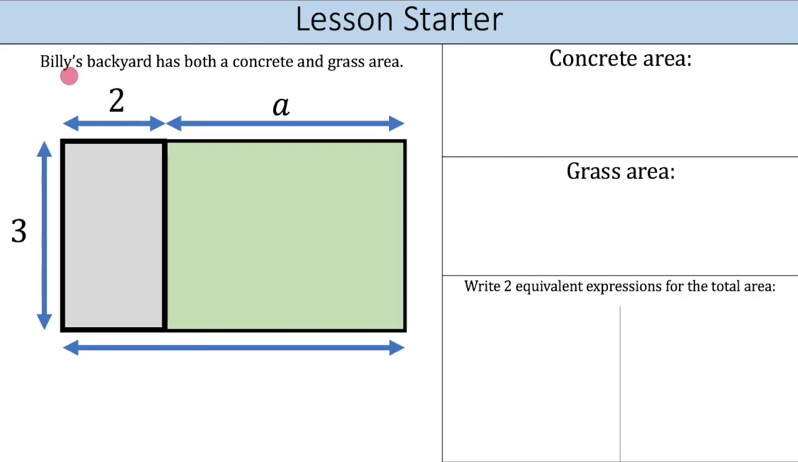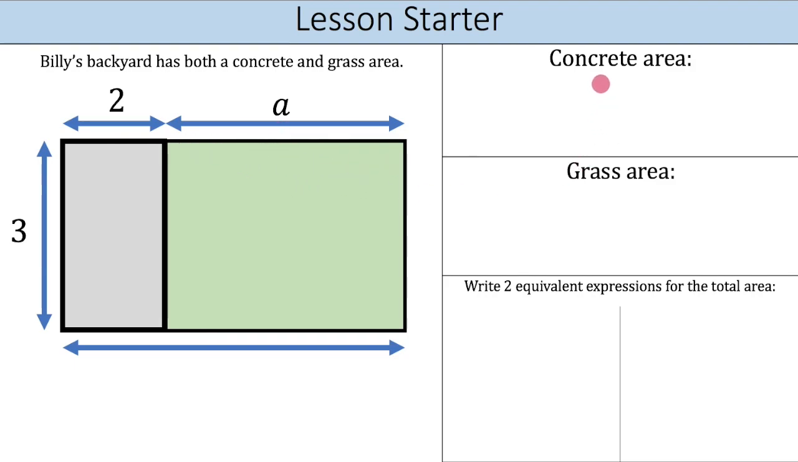So now we're looking at Billy's backyard, which has both a concrete and a grass area. The width of Billy's backyard is 3, and we don't yet know what the length is, but we do know that the length of the concrete area is 2, and the length of the grass area is A.